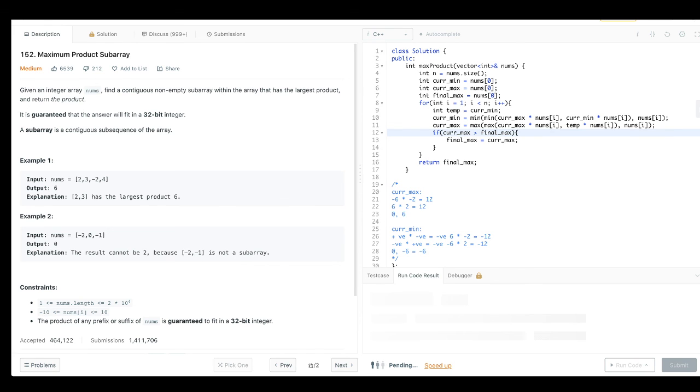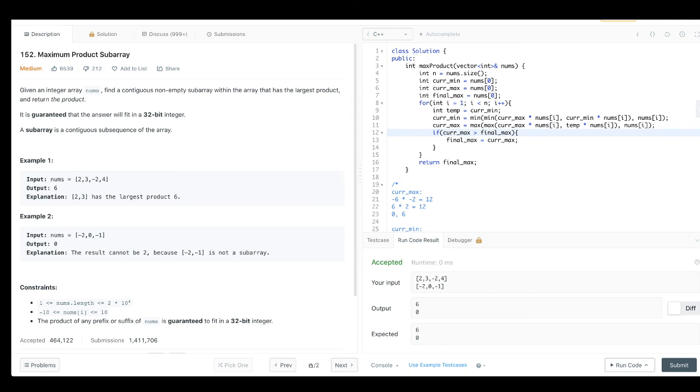Looks good. Gives correct output on the sample cases. Let us try and submit this problem.